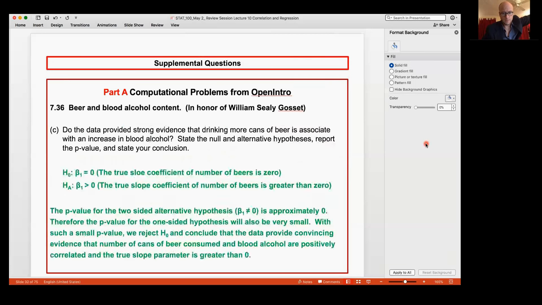Now, we talk about the null and alternative hypotheses. We'd say the p-value is two-sided, and it's approximately zero. It's a very small p-value for the slope. And so we know that if a two-sided test of the hypothesis is small, so is a one-sided hypothesis. And with such a small p-value, we reject the null and conclude that the data provide convincing evidence that the number of cans of beer consumed and blood alcohol content are positively associated with each other, and the true slope parameter is greater than zero.